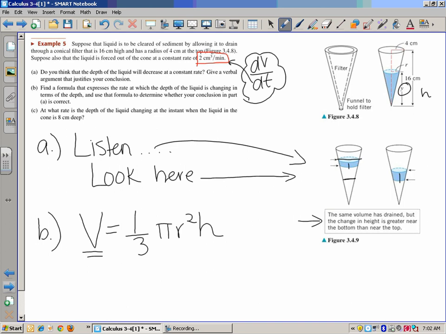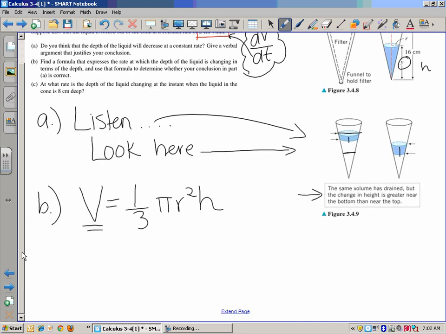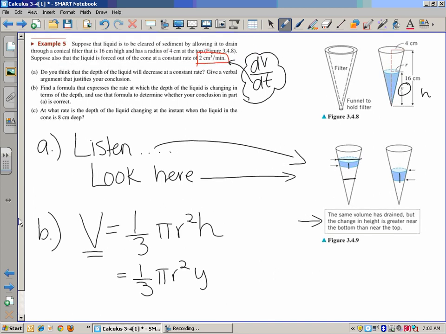Your book in the diagram given is using y. One of the things to note, and I'm going to give you a little hint, is that they gave me the radius here, and they gave me the y here. So in my head, I need a relationship between y and r, or h and r, because I'm going to have these two variables in here, and so I'm going to have to relate those.